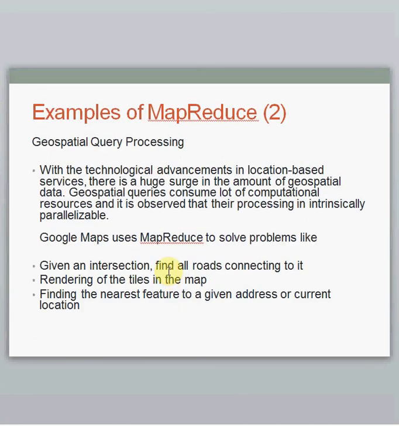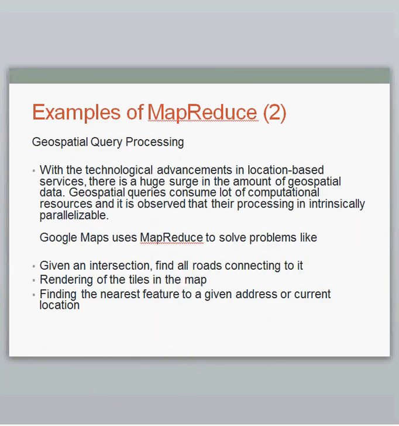Another example of MapReduce is geospatial query processing. With the technological advancement in location-based services, there is a huge surge in the amount of geospatial data. Geospatial data queries consume a lot of computational resources, and it is observed that their processing is intrinsically parallelizable. Google Maps uses MapReduce to solve problems like given an intersection, find all routes connected to it, rendering of the tiles in the map, finding the nearest feature to a given address or current location.